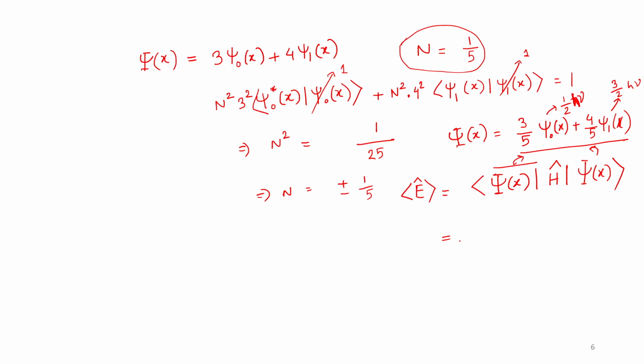Okay. And then how much did you get? I got 3 by 5 mod square energy of E0 plus 4 by 5 mod square E1. So it would come like 1.14 h cut omega. So you took again half h nu, right? Yes. I think we are also going to get the same thing from here, right?